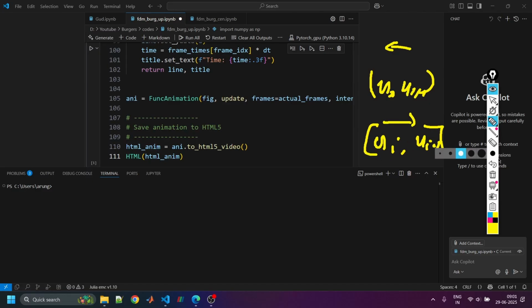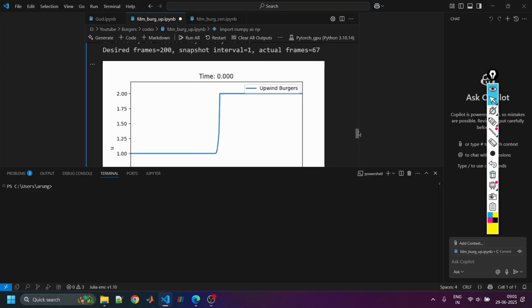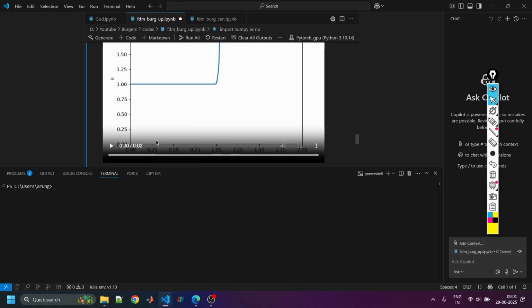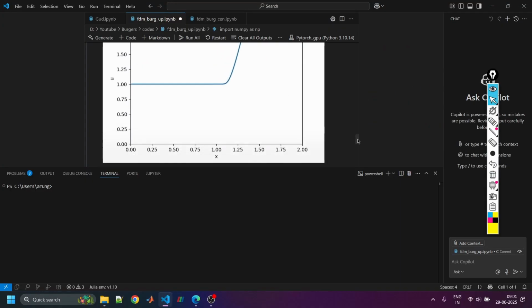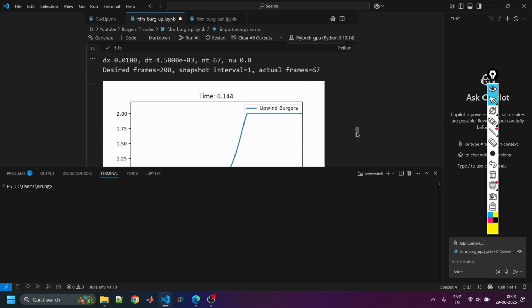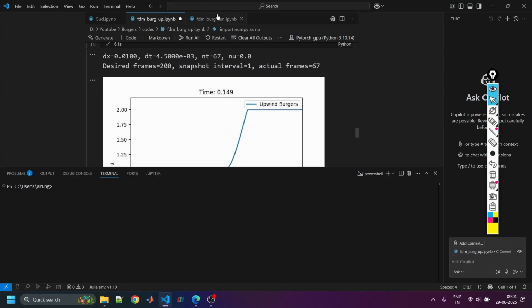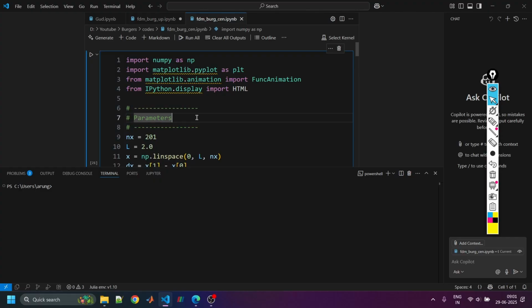Otherwise, our scheme may become unstable. So it has completed the solution. Now we shall see the animation. So you can notice that it is able to stabilize the solver. Now we shall go with the central scheme.